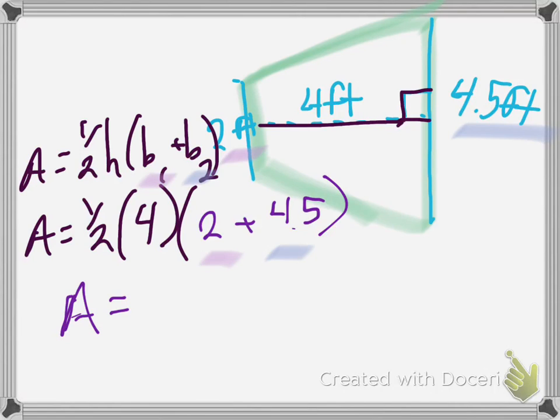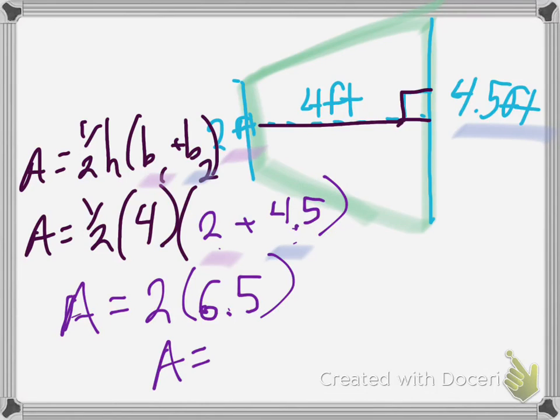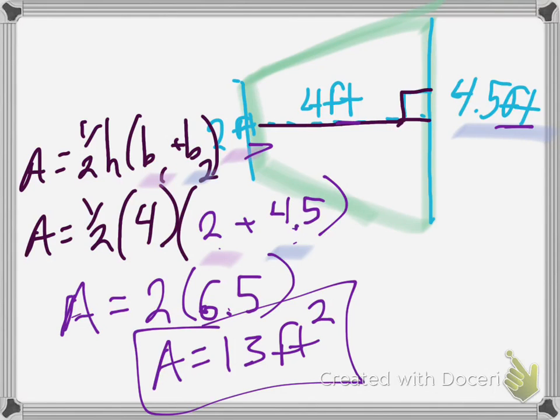Okay, so our area equals 1/2 times 4 is 2, times 2 plus 4.5, that's 6.5. So our area equals 2 times 6.5. So that's 13, and the units are feet. So 13 feet squared. That's the answer you should have gotten.